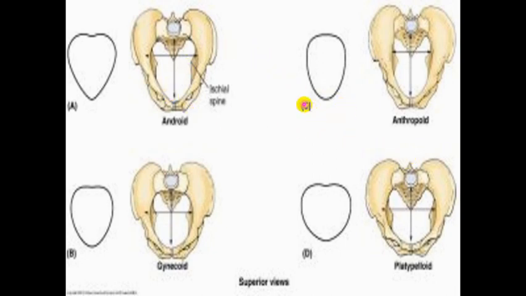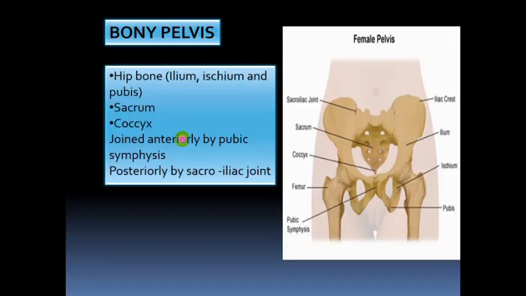All the different types of pelvis, apart from the gynecoid pelvis, are usually associated with malpresentation of the presenting part and prolongation of labor. Again, as we say, all the things we are going to discuss regarding the bony pelvis involve the gynecoid pelvis rather than the other types of pelvis.